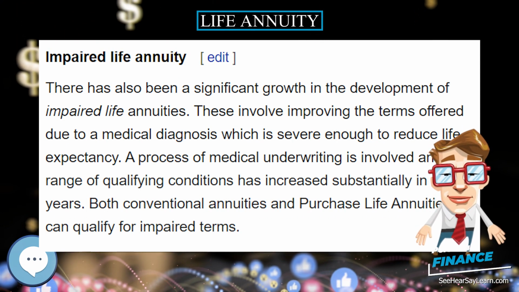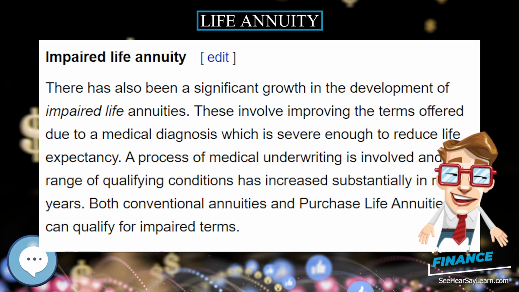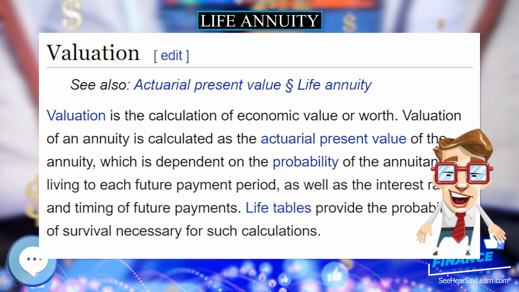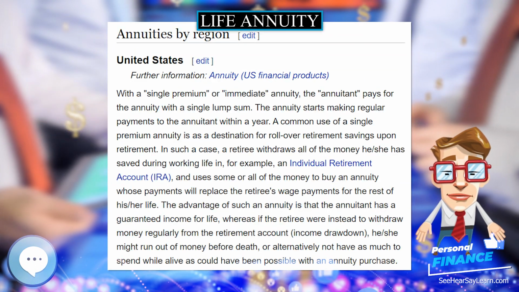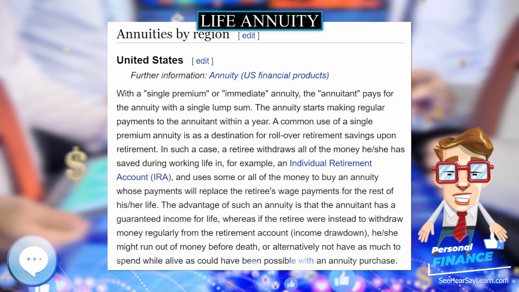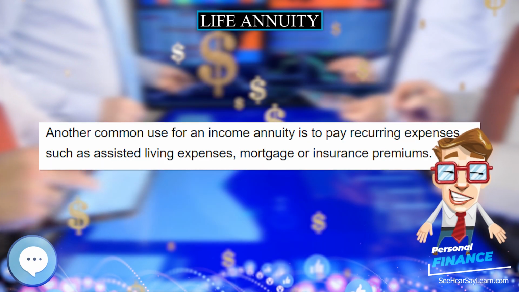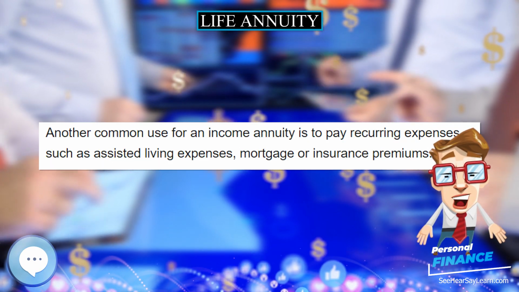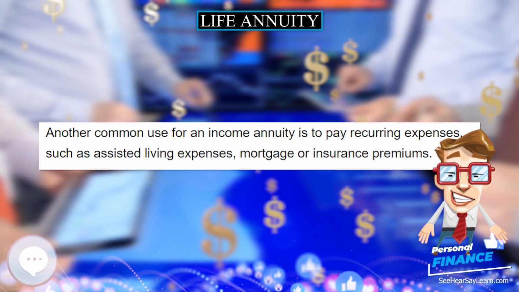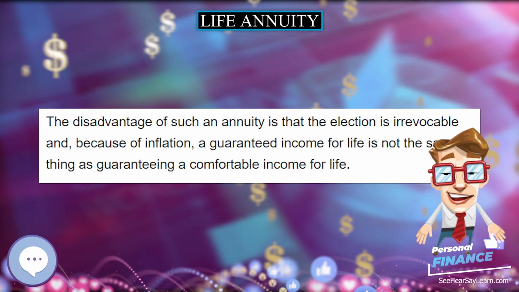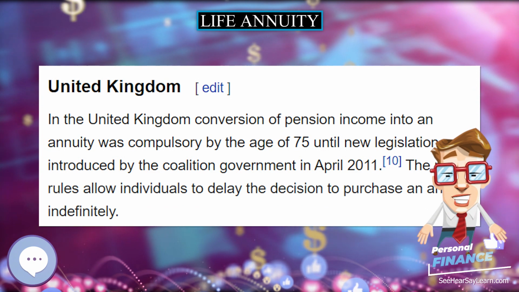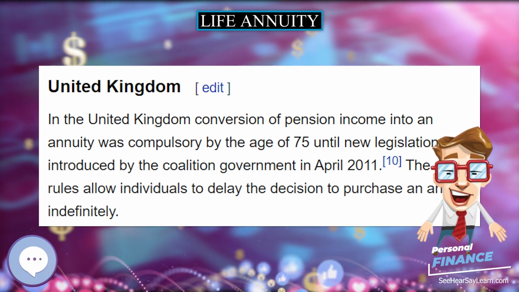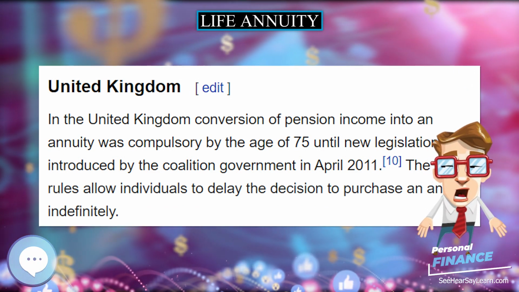Impaired life annuity. There has also been a significant growth in the development of impaired life annuities. These involve improving the terms offered due to a medical diagnosis which is severe enough to reduce life expectancy. A process of medical underwriting is involved and the range of qualifying conditions has increased substantially in recent years. Both conventional annuities and purchase life annuities can qualify for impaired terms.